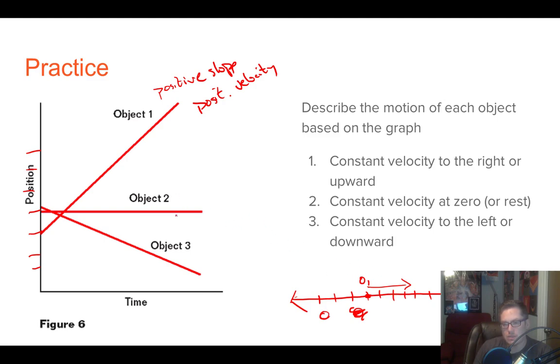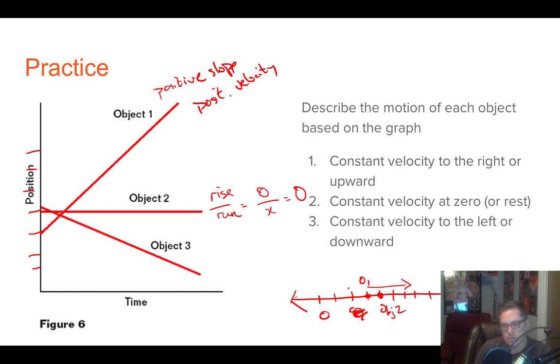Object 2 is traveling with zero speed, so he's at like 4-ish. This is object 2. Notice he's just sitting there, and since it's horizontal, completely flat, the rise over the run isn't changing, so the rise is 0. The run is whatever it is, and this is always going to be equal to 0, so he has 0 velocity. Object 2 is just sitting right there at about 4.